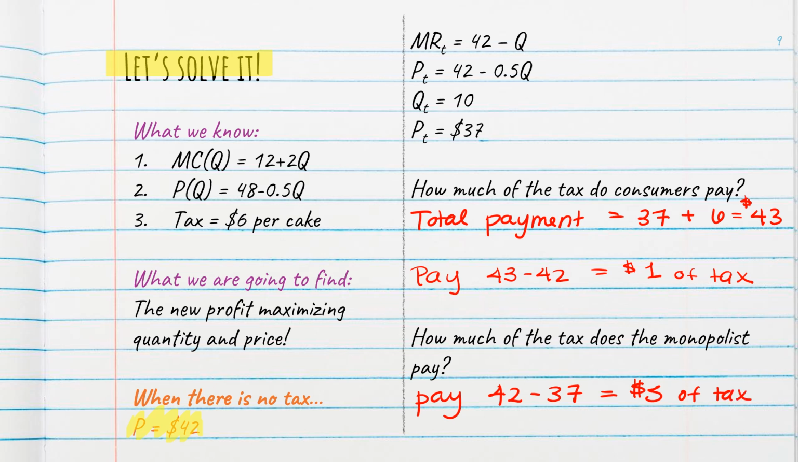So conceptually, just step back for a second. We see that consumers ultimately pay a total of $43 because of the tax. They used to only pay $42. So they bear $1 of the burden of the tax. Producers used to charge $42 a unit. Now they can only get away with charging $37. So they are getting $5 less per cake. They must be bearing $5 of the tax.